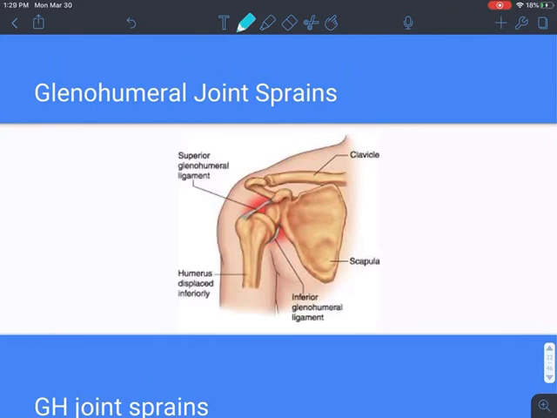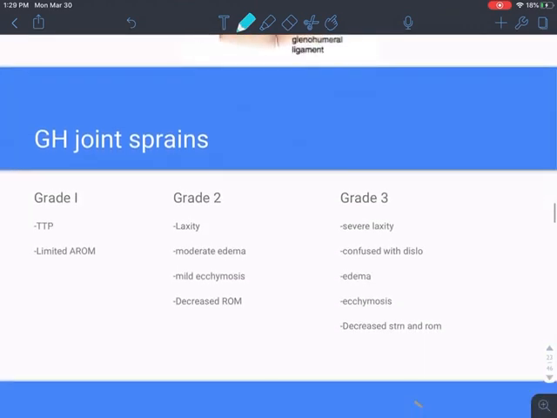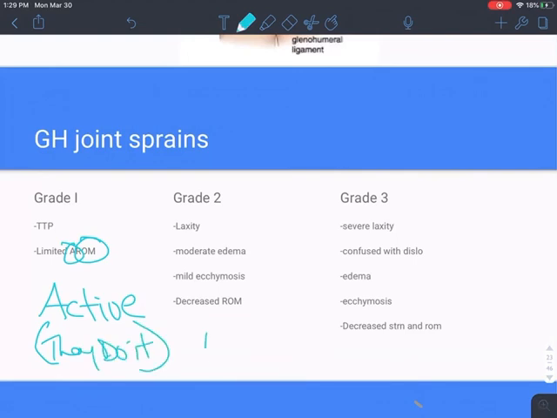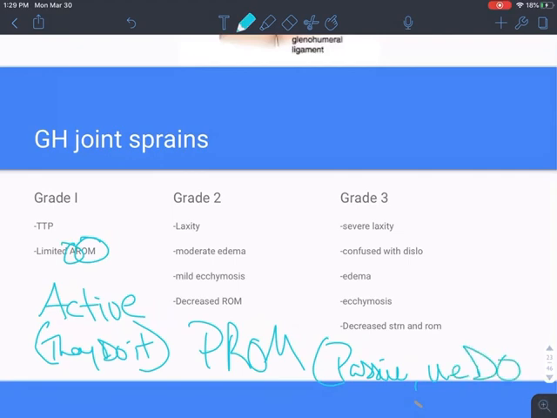All right, so glenohumeral joint sprains we're not going to talk about too much. It's at the shoulder, right? The glenohumeral joint. Grade 1 would be tender to palpation, limited. We know ROM stands for range of motion. AROM is active range of motion, so they do it. There also could be passive range of motion, where we do the range of motion.